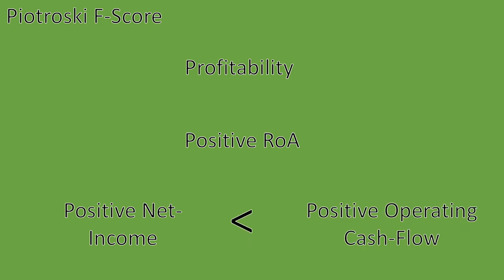Those are first, positive net income, second, positive return on assets, third, positive operating cash flow, and fourth, a higher operating cash flow than net income. Those indicators provide an excellent impression of a firm's ability to internally create cash flows from operating activities, and they give us a rough indicator of the quality of those.